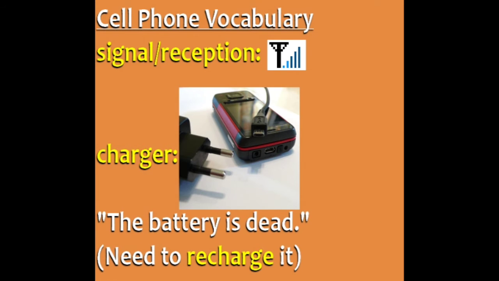You can only use your cell phone in areas where there's a signal or reception. And don't forget your charger to give your phone power. If your phone runs out of power, we say the battery's dead and you need to recharge it.